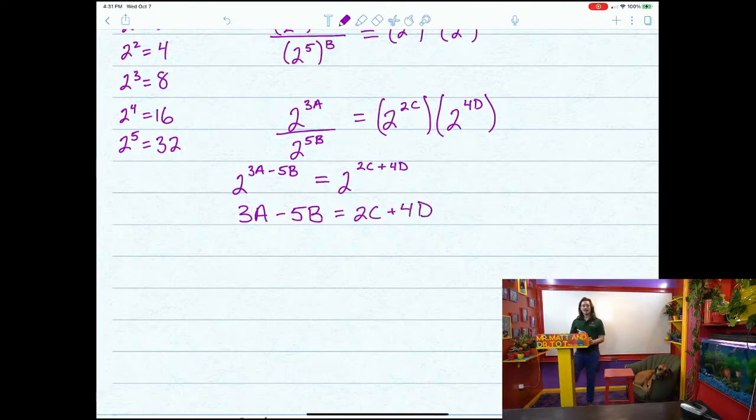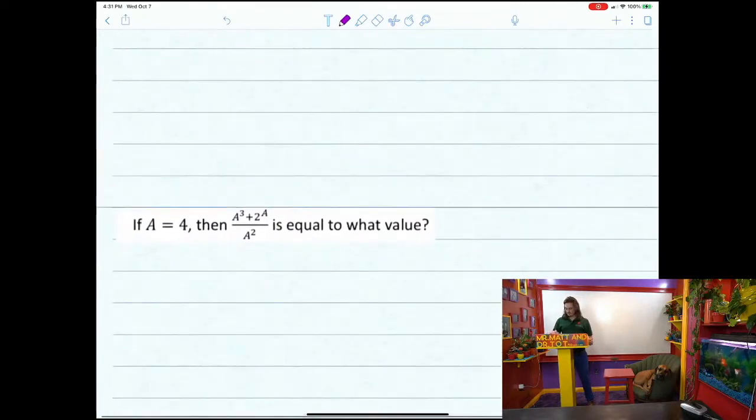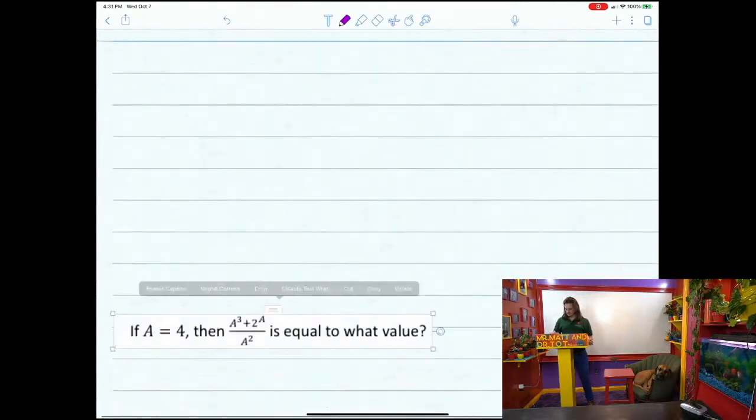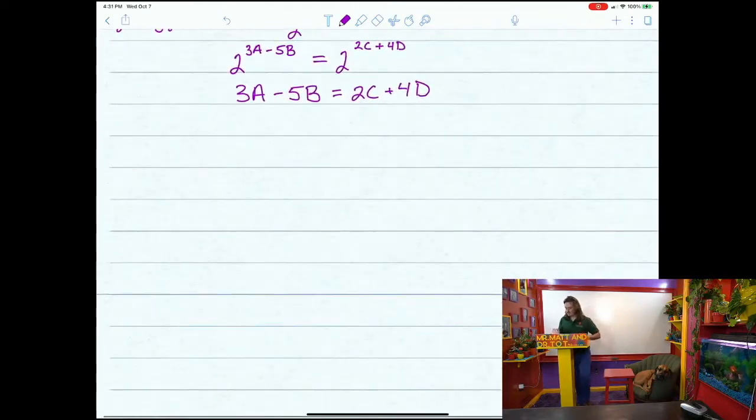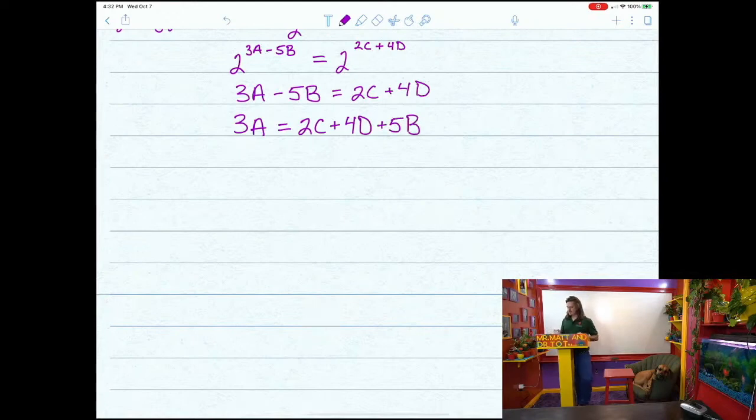And they ask for a in terms of b, c, and d. So that just means isolate for a, meaning get a by itself. Move this guy down here. So I'm going to add 5b to both sides. So 3a is equal to 2c plus 4d plus 5b. And then I'm going to divide by 3. So a is going to be equal to 2c plus 4d plus 5b, quantity divided by 3.